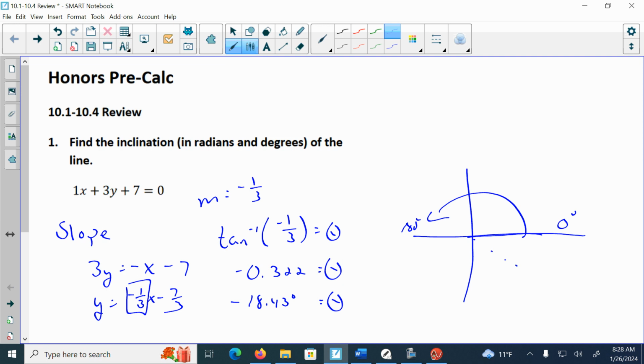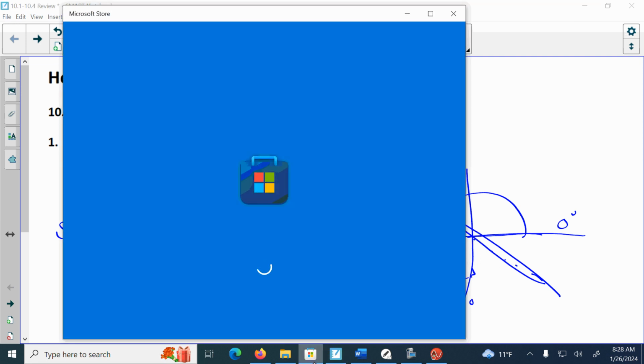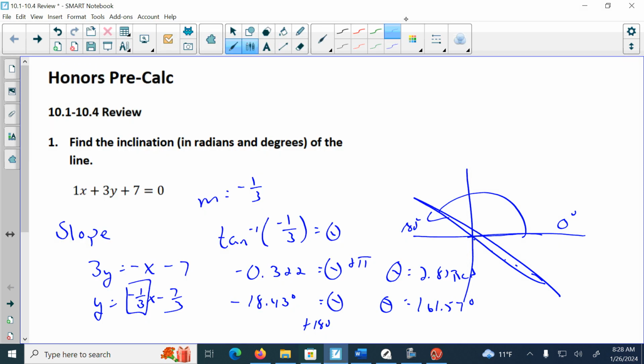Both of these were given to me down here in the fourth quadrant, so I'm going to add half the circle. I'm going to add pi to this one, and when I add pi, I get my angle to be 2.82 radians. And here, when I add 180 degrees, I get 161.57 degrees. If I got a positive angle, like a positive radian or positive degree, I just leave it alone because that's what I want. So I'm happy. All right, moving on to the next one.